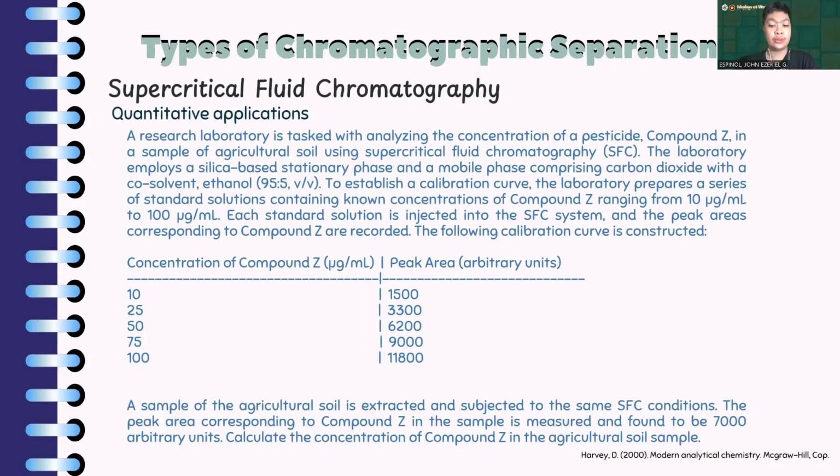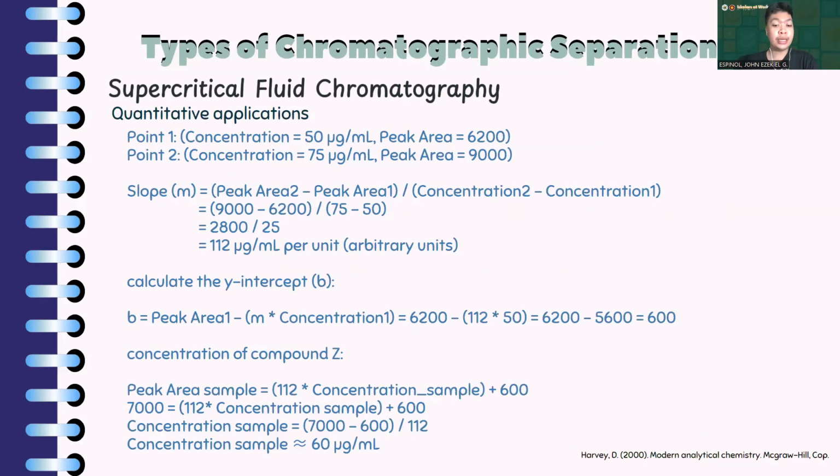Now let's answer this question. To determine the concentration of compound Z in the agricultural soil sample, we can use the calibration curve constructed from the standard solutions. Since the calibration curve is linear, we can use the equation of the line to interpolate the concentration of compound Z corresponding to the measured peak area of the sample.